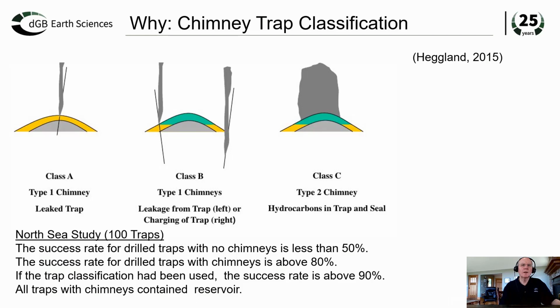Hägglund, with Statoil, has developed a trap classification based on work primarily in the North Sea. He looked at 100 traps in the North Sea and found that traps with no chimneys had less than a 50% success rate. Traps with chimneys, it was above 80%, and if you use this trap classification, it was over 90%. And again, what he found is very successful were these Class B or Class C traps, which had an overlying gas cloud or flank leakage.